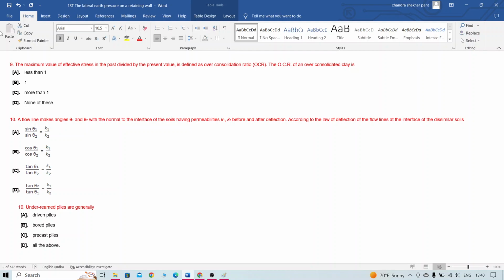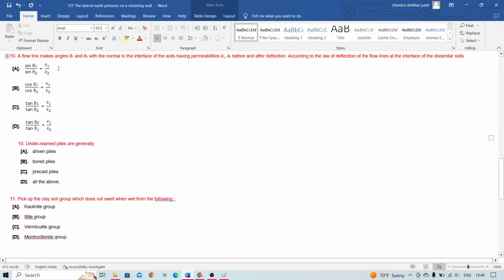So if the value of OCR, over consolidation ratio, is in the case of over consolidated clay, OCR value becomes more than one. For normally consolidated clay, it is equal to one, and if it is under consolidated clay, then OCR becomes less than 1. So which one will be the correct option? Over consolidation means more than 1.